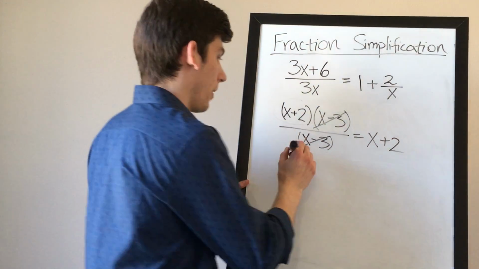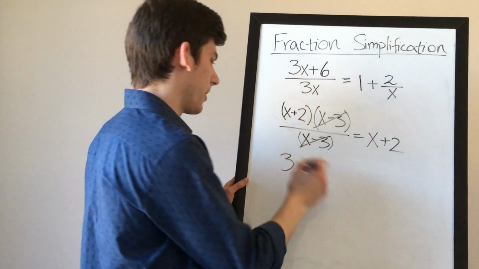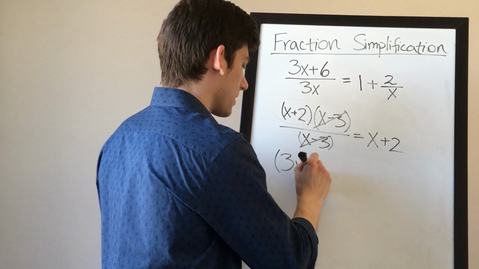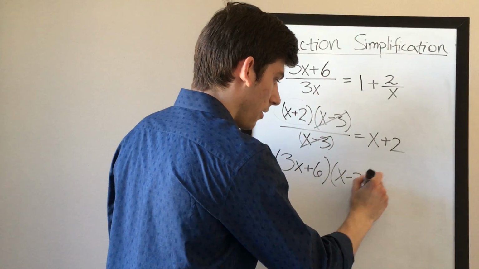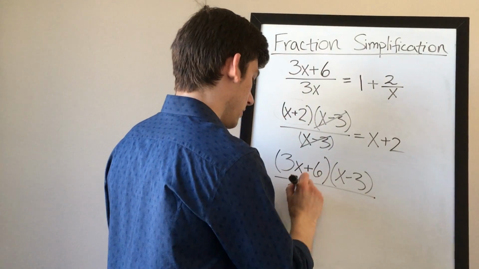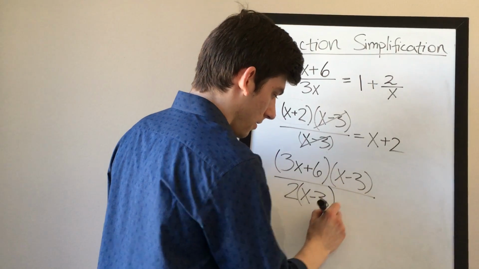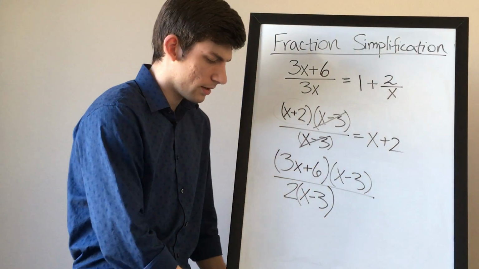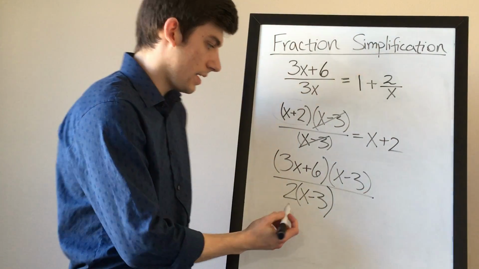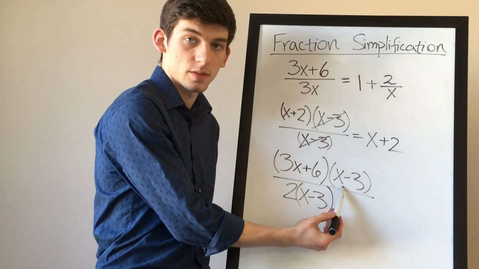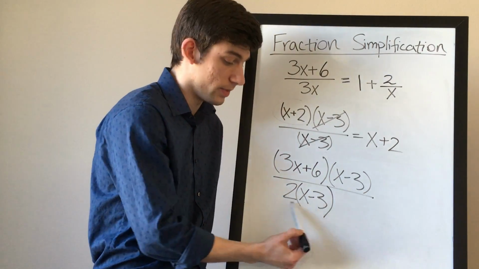Let's do another example of something similar to this. Why don't we combine these two, actually? Let's say you have (3x plus 6) times (x minus 3) over 2 times (x minus 3). You've got quite a bit going on here, but again, what do we see? We see that on the top we have two factors being multiplied together, and on the bottom you also have two factors being multiplied together.